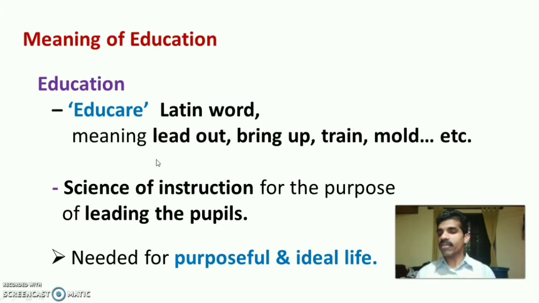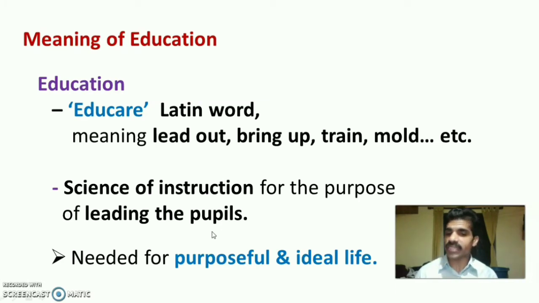In short, the meaning of education is that it is a science of instruction for the purpose of leading the pupils. Pupils means child or students. Instruction means teaching or training. So education is the science of instruction for the purpose of leading the pupils to success in life. This instruction helps the child to fulfill his needs and succeed in life.